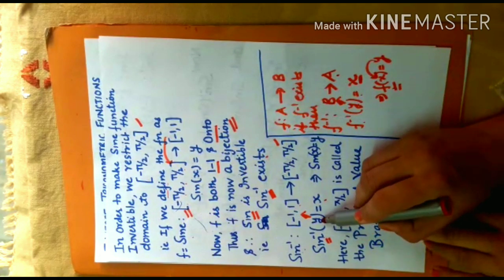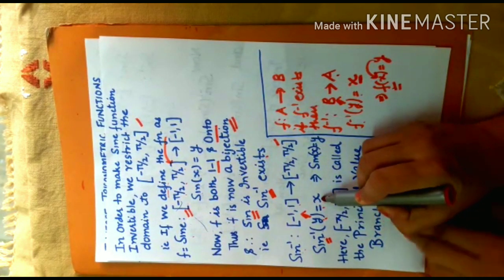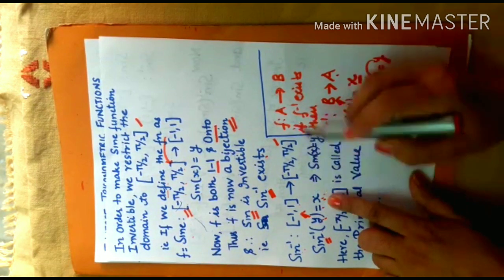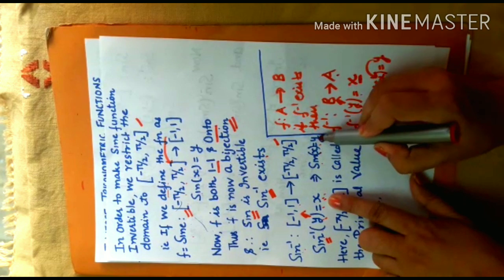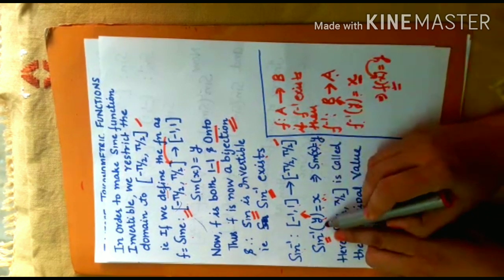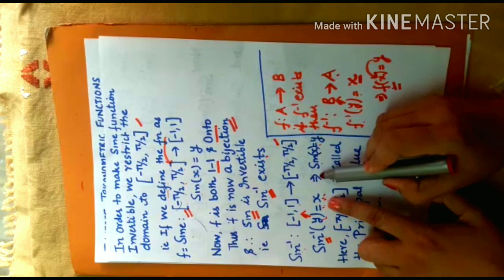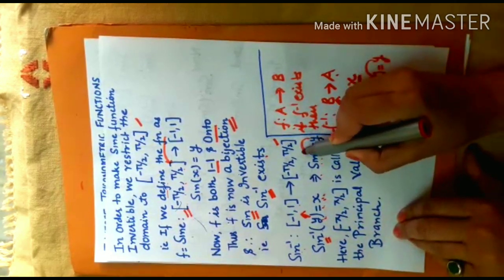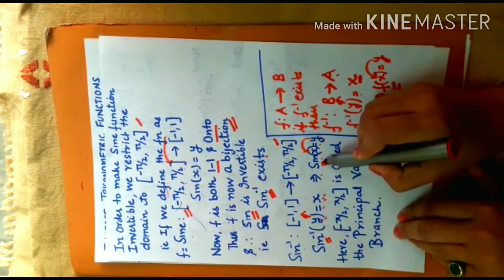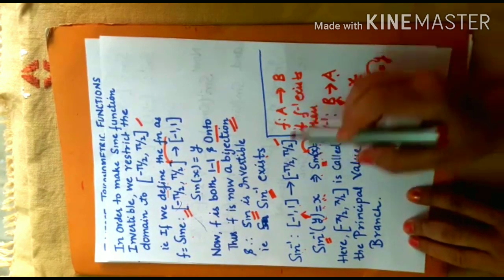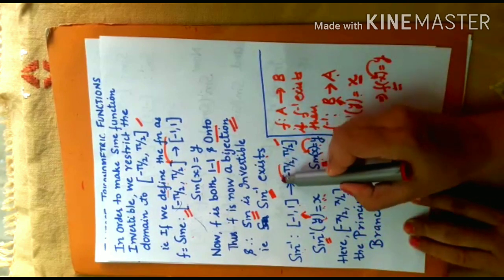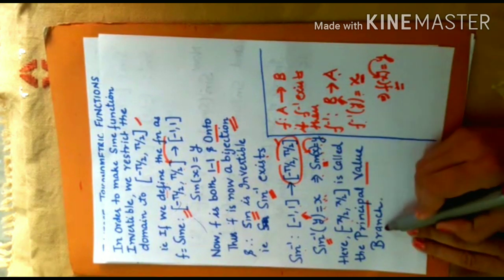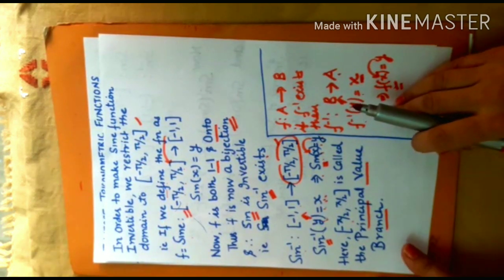So sine inverse y will be equal to x, and because x is the pre-image of y under the function sine, so sine x is equal to y. So sine inverse y is equal to x implies that sine x is equal to y. Pre-image of y is x under the function sine. Now here, this interval is called the principal value branch of sine inverse function.